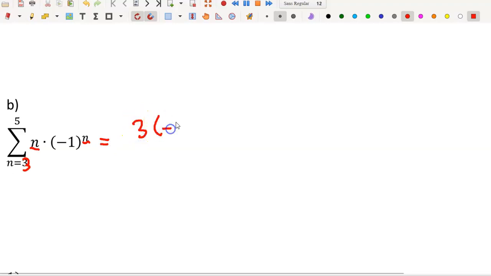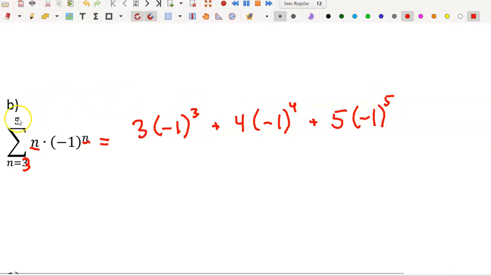3, -1 to the 3. And then my next number would be 4, right? So then I'll go 4, -1 to the 4th. Next would be 5, -1 to the 5th. And I'm stopping there because that's the last number.